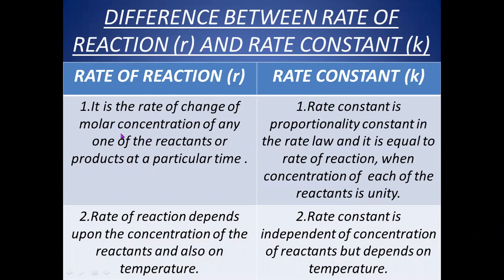The rate of reaction is nothing but the change in molar concentration of a reactant or a product with time. Whereas the rate constant is the rate of reaction when the molar concentration of reactant is equal to 1, or unity. It is represented by K, whereas rate of reaction is represented by R.